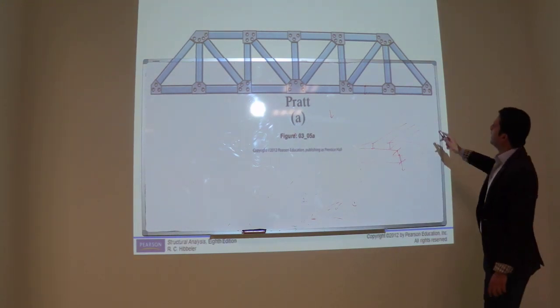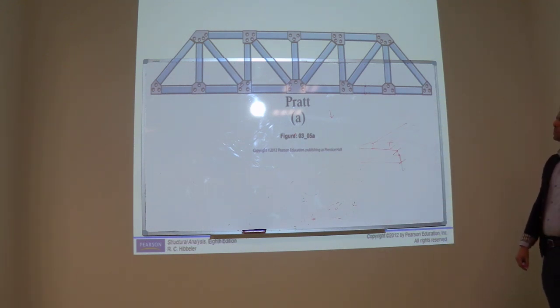So in this bridge truss, how many floor beams will there be? 1, 2, 3, 4, 5... 7. How many floor beams in this truss? 5? 7? How many? What is a floor beam?